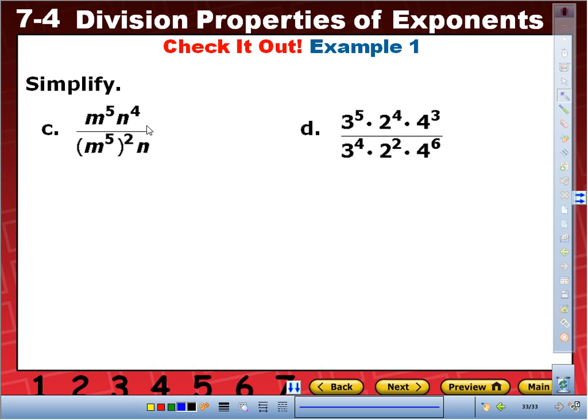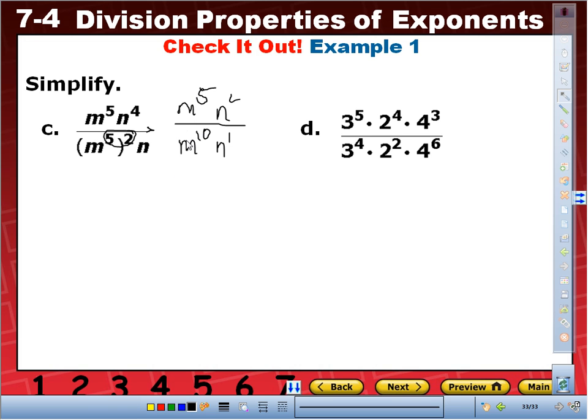All right, let's go over 1C together. Wait a minute. I see a parenthesis here on the denominator. We need to get rid of this parenthesis. What happens when we have exponents outside of a parenthesis? You multiply. So this becomes m to the 10. The n becomes n to the 1. Remember, if it doesn't have an exponent, you add a 1. Okay? We bring these over. N to the 5th, n to the 4th. Are we there so far?